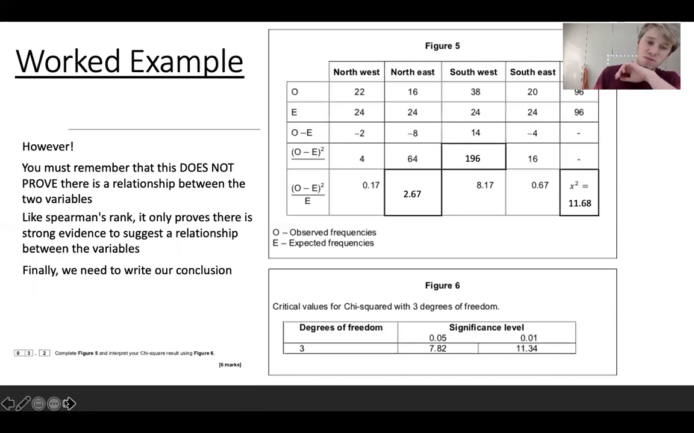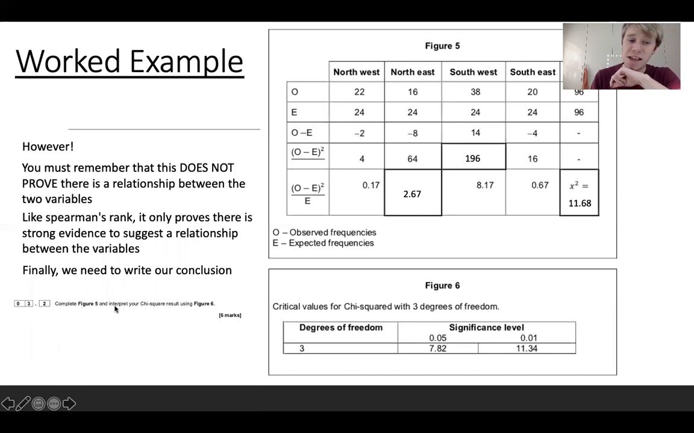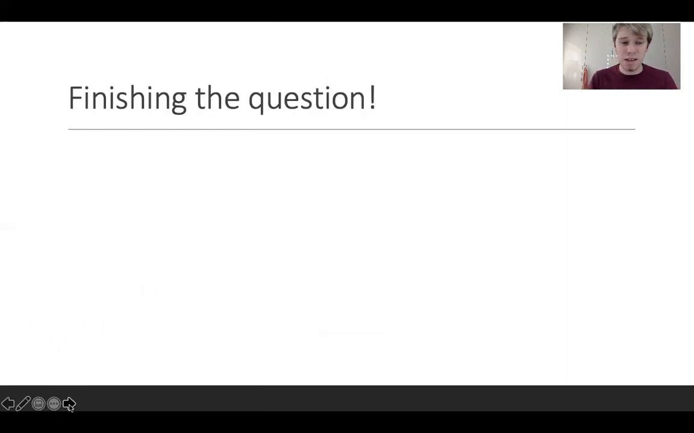So with that, you've just got to write the conclusion, because it says here, as I've just added again, 0.3.2, the question was complete figure 5 and interpret your chi-square results. So what it means by interpret is, well, you've been given your number, 11.68. What does that number mean? And that's what we're going to add on.